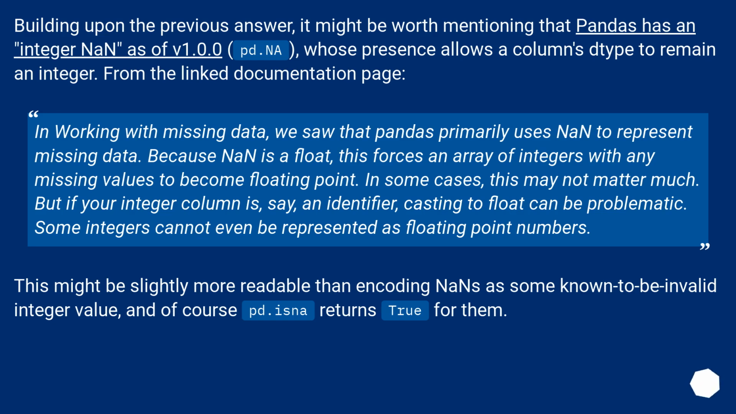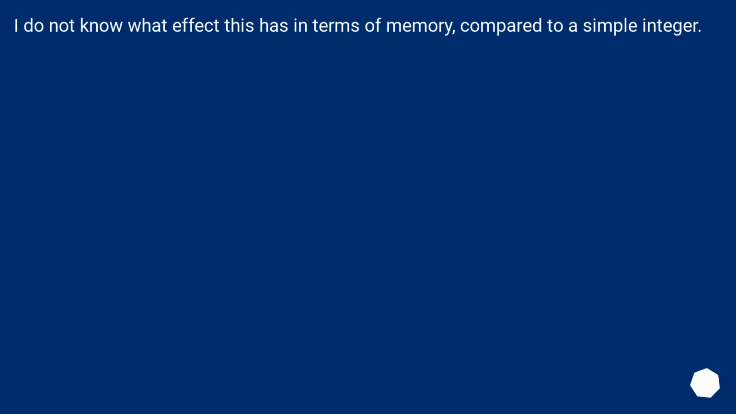This might be slightly more readable than encoding NaNs as some known to be invalid integer value, and of course pd.isna returns true for them. I do not know what effect this has in terms of memory, compared to a simple integer.